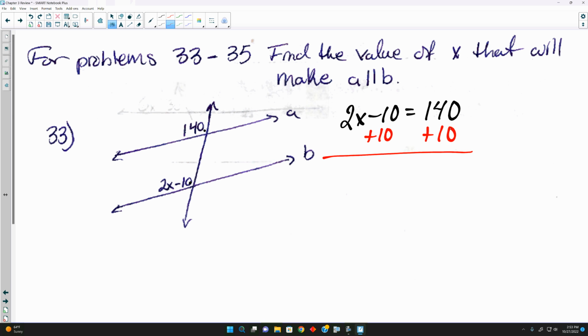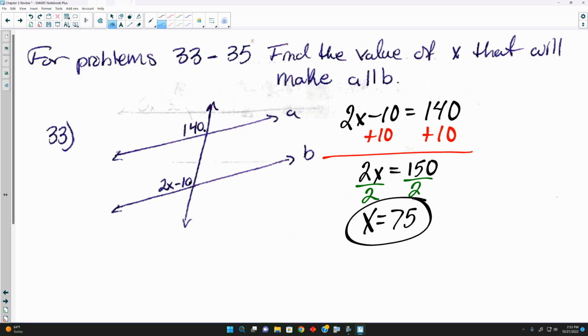So the first thing we can do is add 10 to both sides. And then we would divide by 2, telling us x is equal to 75. So if x is 75, these two angles would be congruent. Questions on this here?